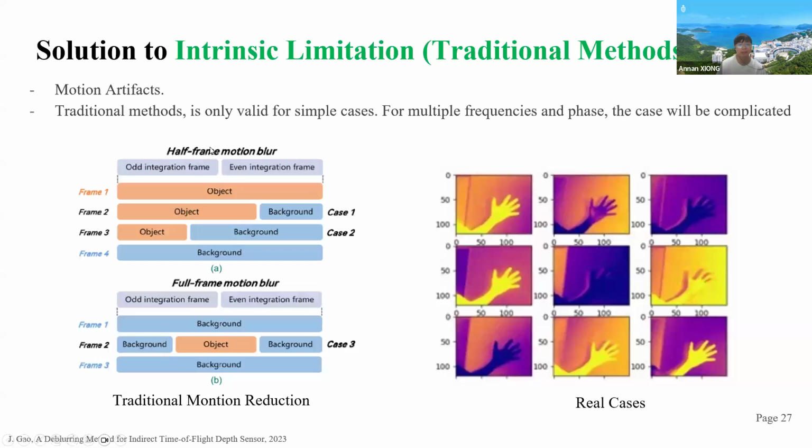At the same time, motion artifacts have the same problem. For traditional methods shown in this figure, it is only valid for simple cases. In traditional methods, they divide motion into different cases, but for actual cases, people mainly use multiple frequencies and multiple phases. The amount of cases will be very large and very complicated.